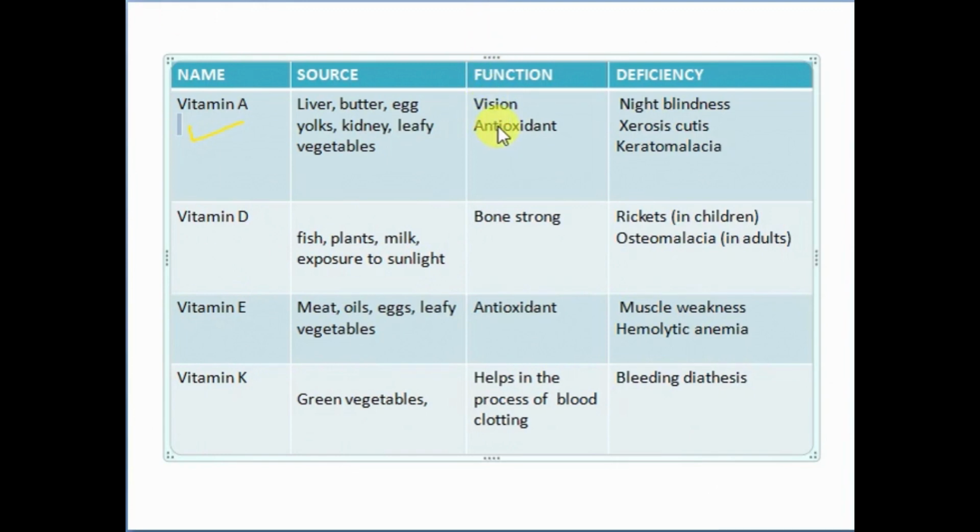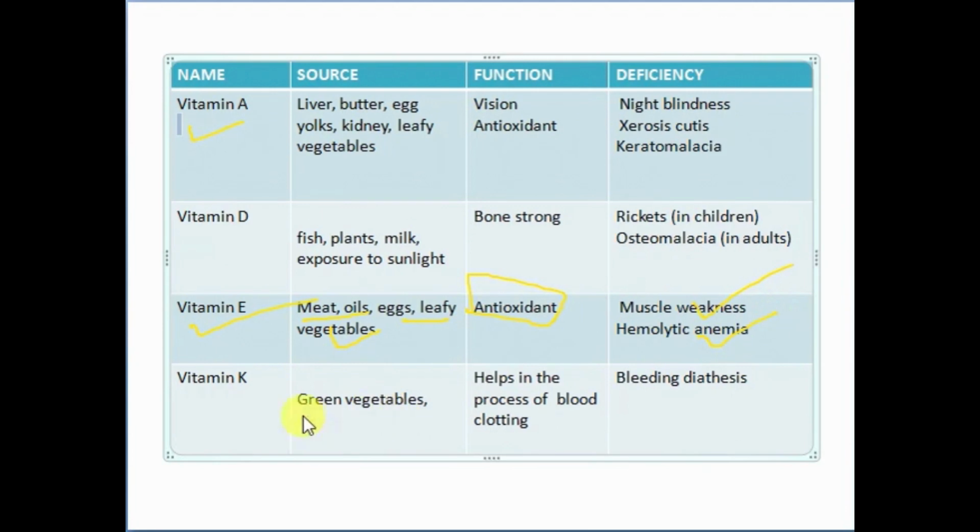And the function of vitamin D is that it will help to strengthen your bones. And if you have deficiency of vitamin D, then one can have these diseases. Okay, rickets in children and osteomalacia in adults. So these are the diseases related to bones. Then next, if we discuss vitamin E, the main sources of vitamin E are meat, oil, egg, and leafy vegetables. It also functions as an antioxidant. And the deficiency will cause muscle weakness and hemolytic anemia, खून की कमी.